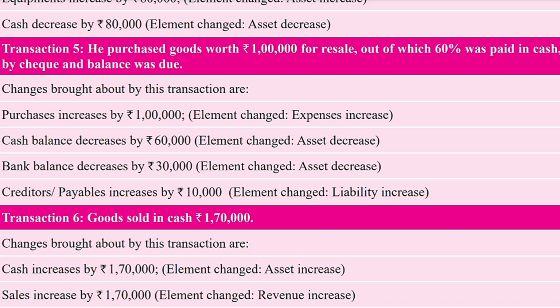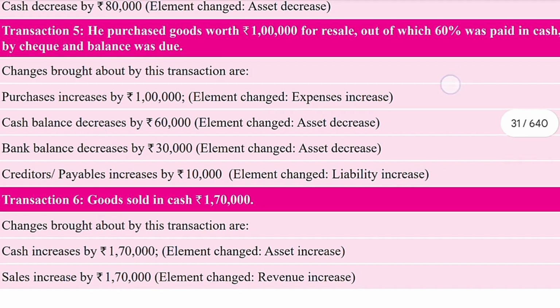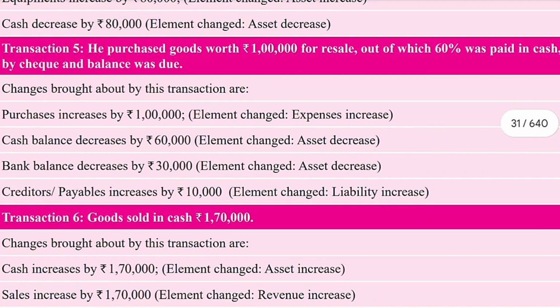So he has purchased goods for 1 lakh, and that is for resale. Out of this 1 lakh, 60% means 60,000 rupees is paid in cash, 30,000 rupees is paid by check, and the balance amount, 10,000 rupees, he has to pay again. He has not paid that 10,000 rupees yet. Okay. So what is happening here? He's purchasing for 1 lakh. Purchase is an expense. So when expense is increasing, we have to debit it.